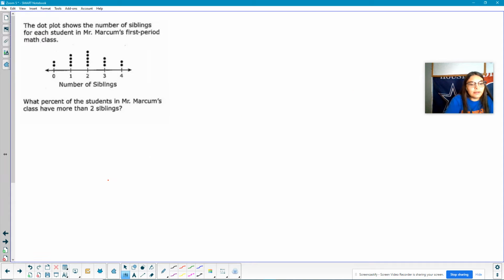Okay, final one. The dot plot shows the number of siblings for each student in Mr. Malcolm's first period math class. What percent of the students in his class have more than 2 siblings? So 2 is not more than 2, so we're looking at 3 and 4 siblings. So more than 2 siblings, that is 5 students. We need to figure out the total.